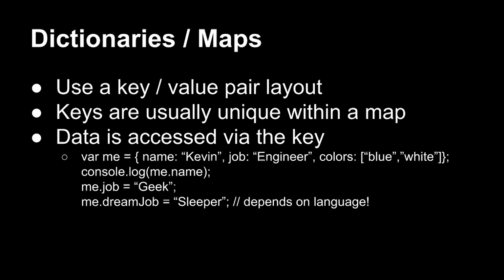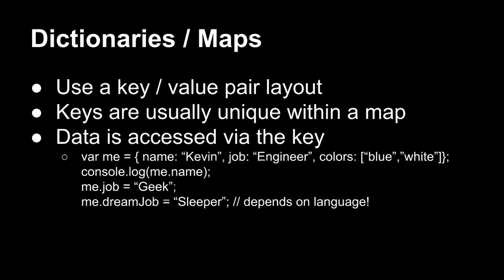So, for example, in JavaScript, if I had an object called me, and I set the name property to Kevin, the job property to engineer, and colors as a subarray, you'll see that I can actually grab the data in and out of the object quite easily. I can add new values. For example, I can change the engineer value to geek, and I can add new keys as needed. So my dream job might be sleeper.